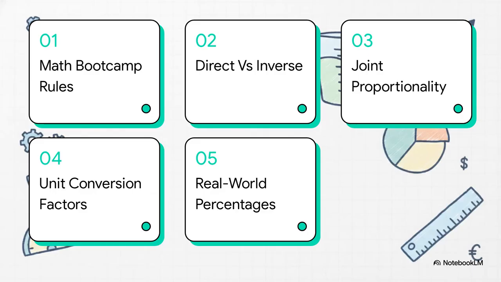Here is your training regimen. First up, welcome to Math Boot Camp. Second, direct versus inverse proportions. Third, we face multiple threats with joint proportionality. Fourth, we execute tactical unit conversion factors. And finally, surviving real-world percentages.